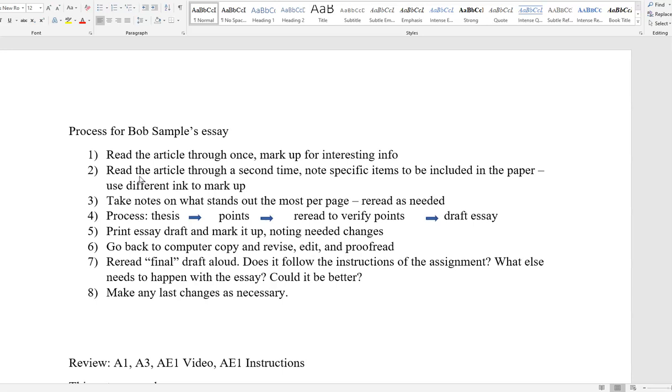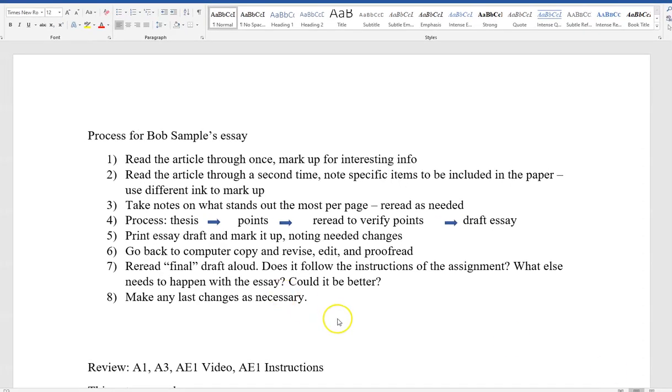First of all, I want to talk about the process. So this particular essay, yes, I wrote it, and it absolutely could be better. But for our purposes, we're going to call this essay Bob Sample's essay. I wanted to tell you the process of how I went about writing it so that you understand that there is a process here and it is not one and done. And so while you have already submitted your drafts, it is not too late to go back and use some of these steps as needed.